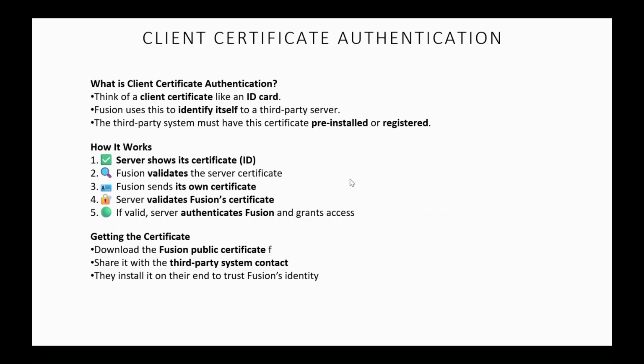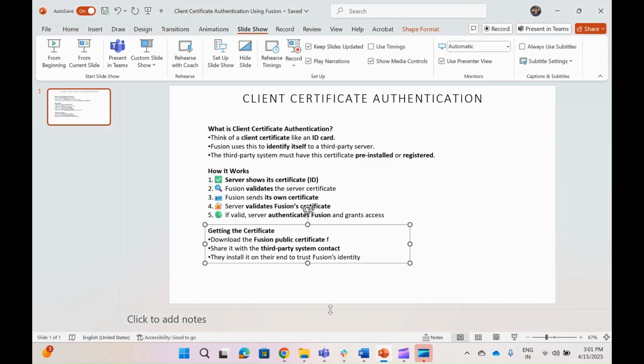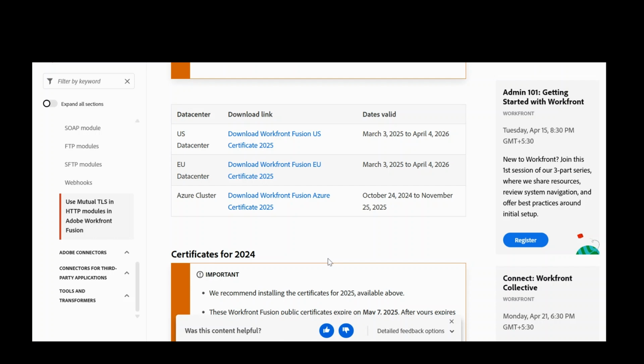How can I get this? So let's go to that particular link. I'll share this link in the description of the video. If you go here, you have different data centers: US data center, EU data center, Azure cluster. If your customer is based out of the US data center, you need to download the certificate from this particular link. If the customer is based out of the EU data center, you need to download it from this particular link. And if it is an ANZ customer, then you need to download from this particular link.